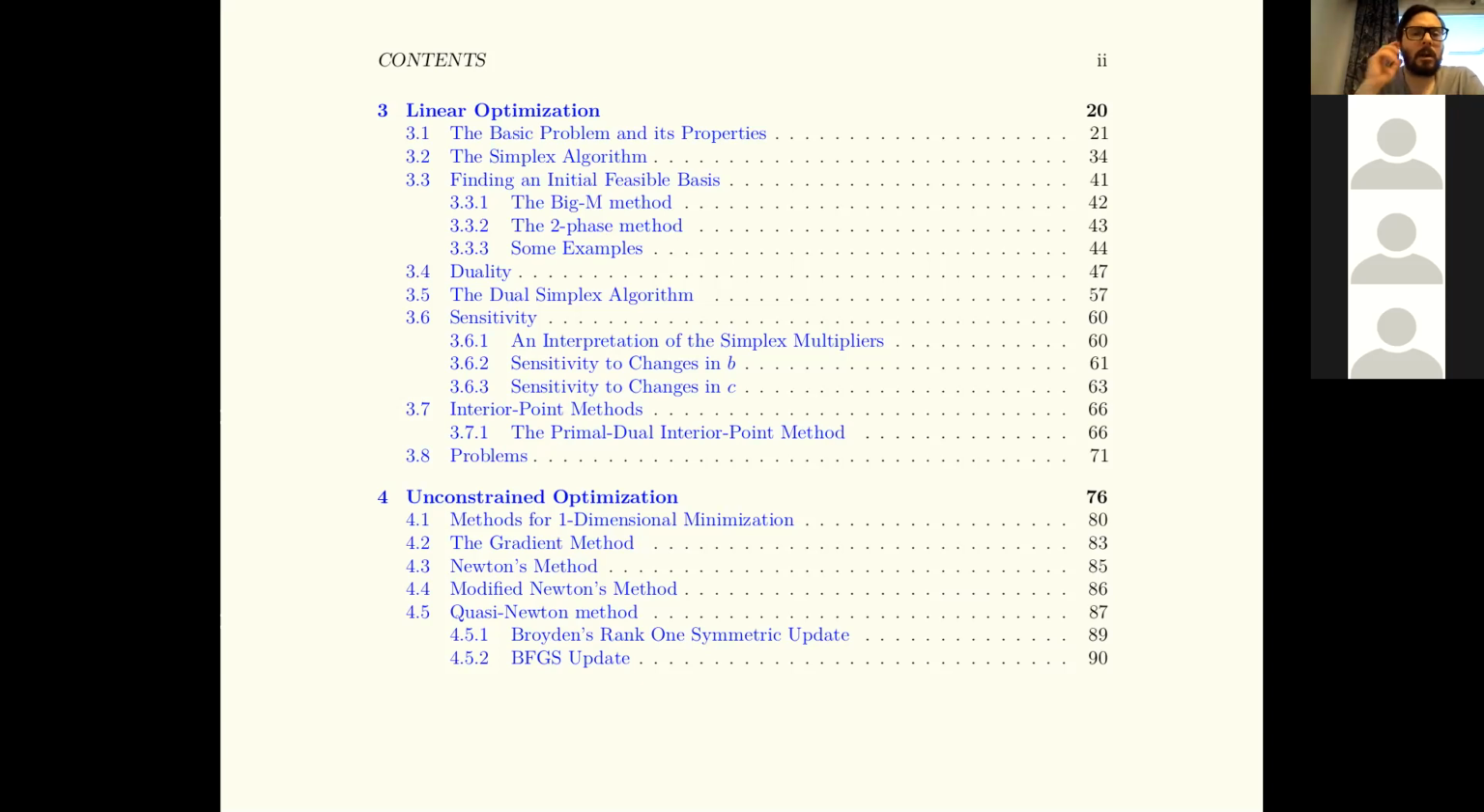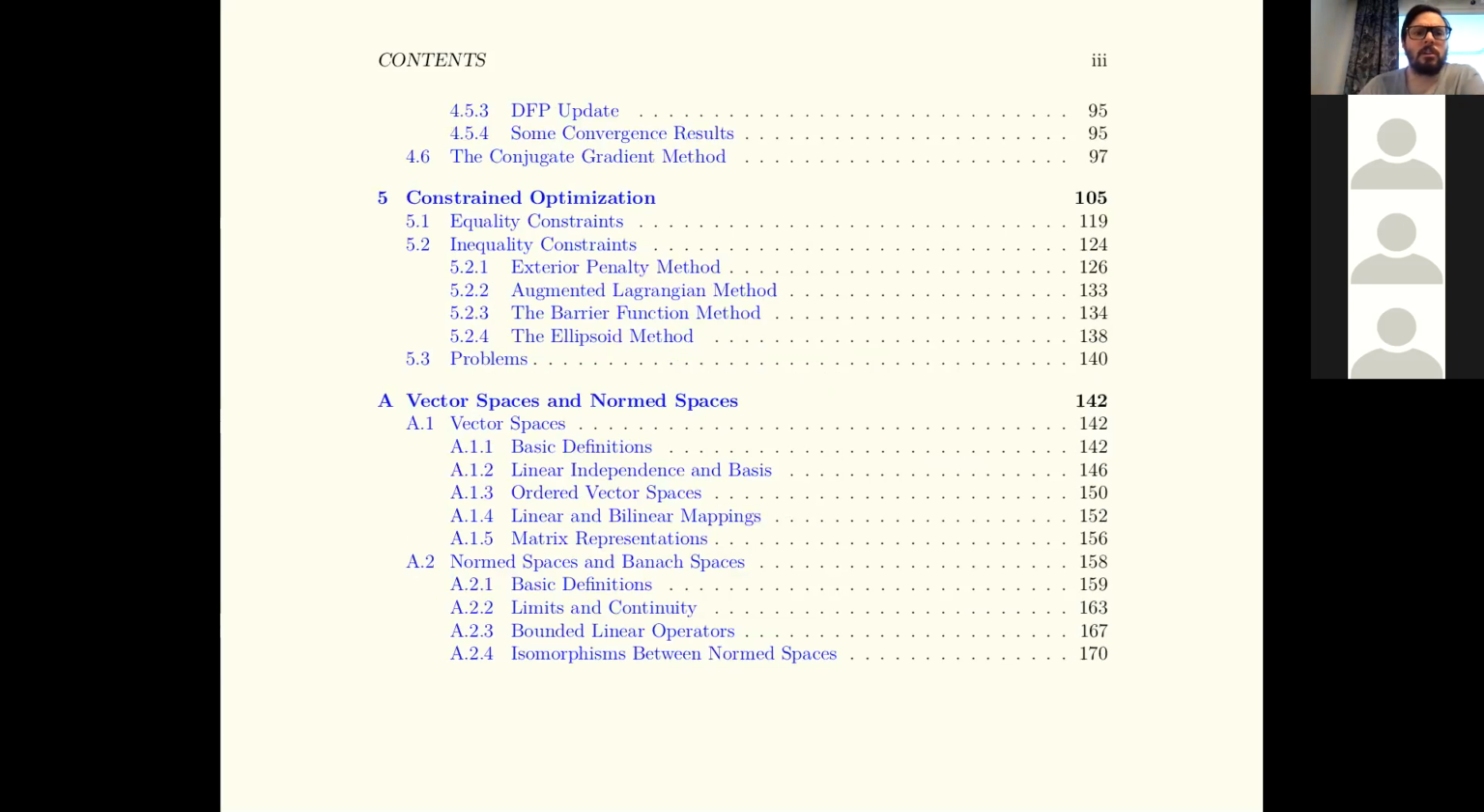Then we talk about unconstrained optimization. You'll understand what that is shortly. Some of the more common methods, like the gradient method, Newton method, modified Newton method, and so forth. Then we talk about constrained optimization, situations where there are equality constraints, inequality constraints, and so forth.